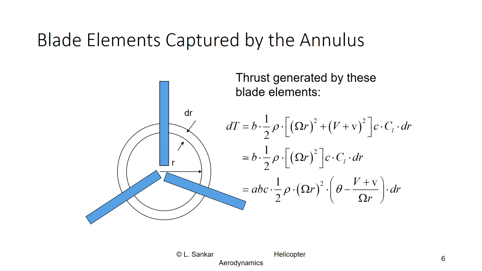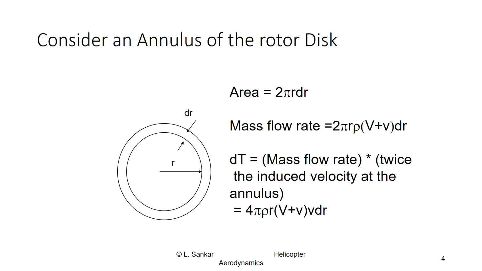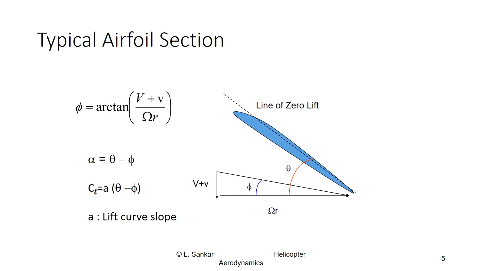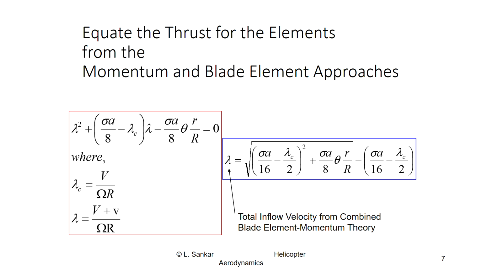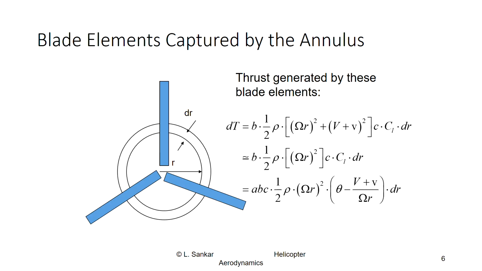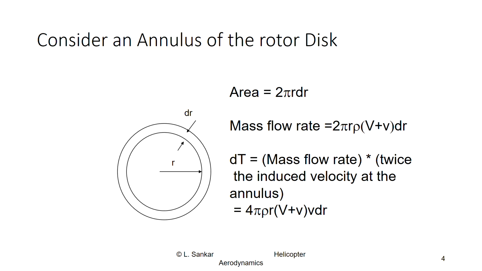So we have two expressions for delta T. This is one from the blade element theory. This is the delta T from the momentum theory. So we combine the two. That's why this is called the combined blade element momentum theory. Basically, we equate this expression for delta T with this expression for delta T. When you put them side by side, you get a quadratic equation for the velocity squared.